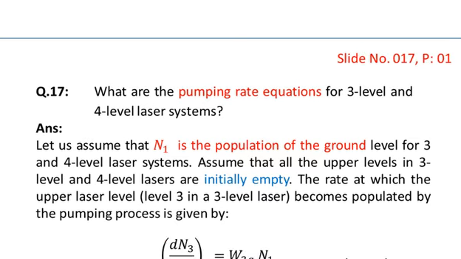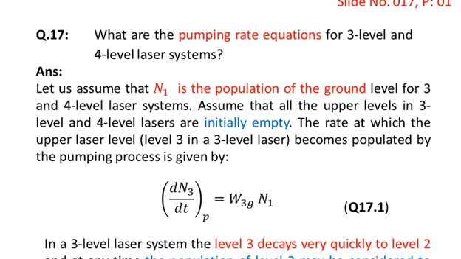Question: what are the pumping rate equations for 3-level and 4-level laser systems? Answer: let us assume that N1 is the population of the ground level for 3 and 4 level laser systems. Assume that all the upper levels in 3 level and 4 level lasers are initially empty.